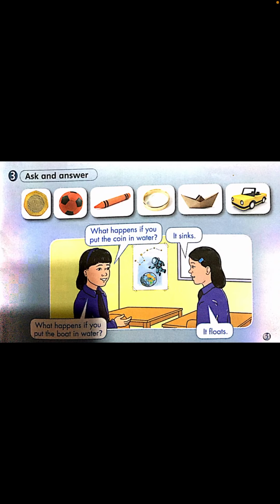Okay? Let's read the second example. What happens if you put the boat in water? It floats.